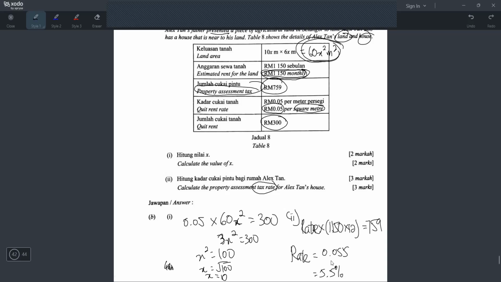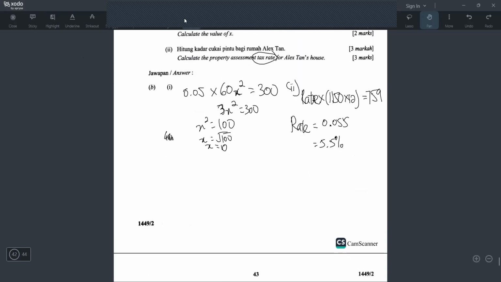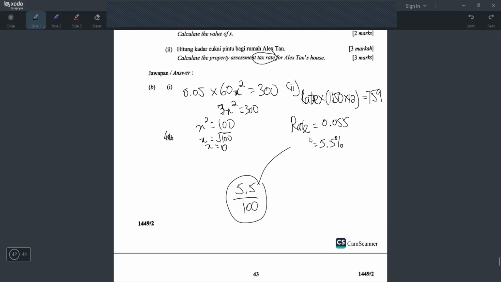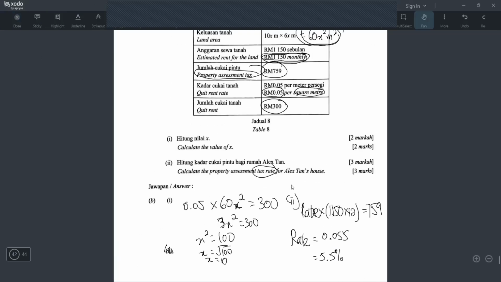It means if you want to convert decimal to percentage, you have to times 100. So when you times 100, you will get 5.5%. Okay. And if you don't believe me, you can press 5.5 divide 100 and you will seriously get back here 0.055. Okay. Because percentage means divide 100. Okay. Hope you understand. So how many marks in total here? 5 marks for this. Right.